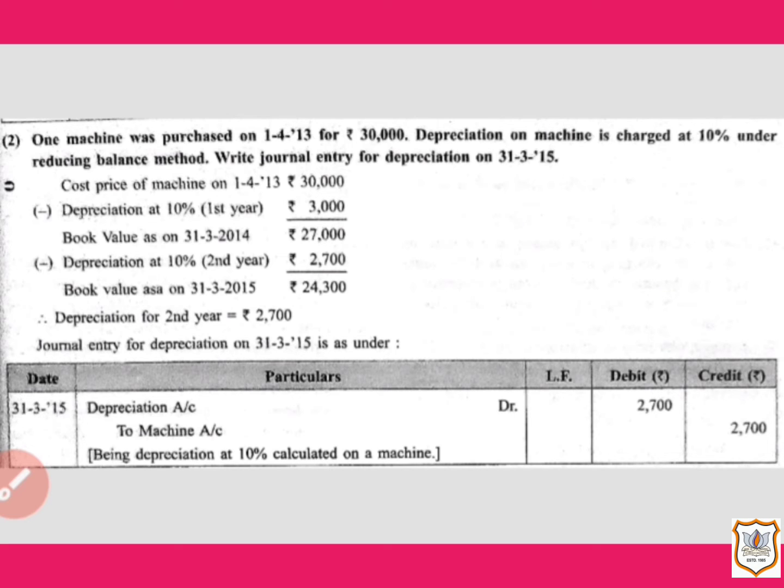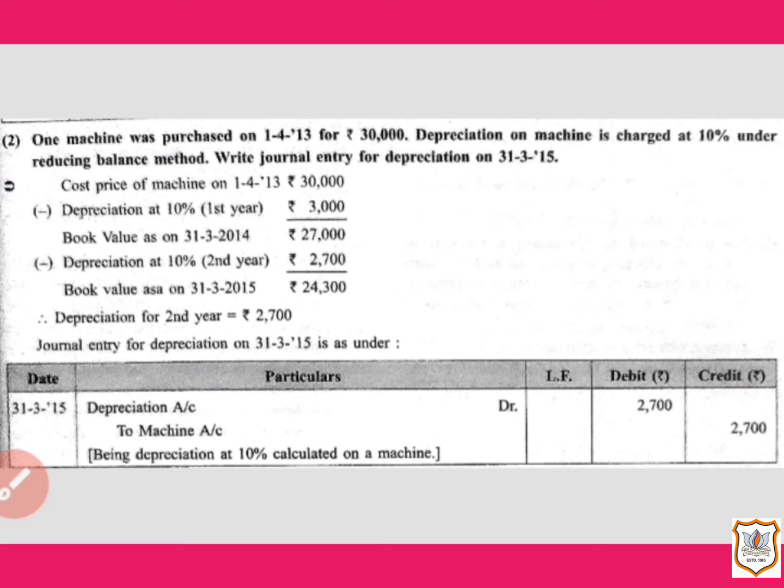Here it is given that this machine was purchased on 1st April 2013 for rupees 30,000. So here cost price of machine on 1st April 2013 is rupees 30,000. We know that under reducing balance method, every year depreciation is calculated on opening balance of asset at the predetermined rate. Opening balance means closing balance of the previous year after the deduction of depreciation.